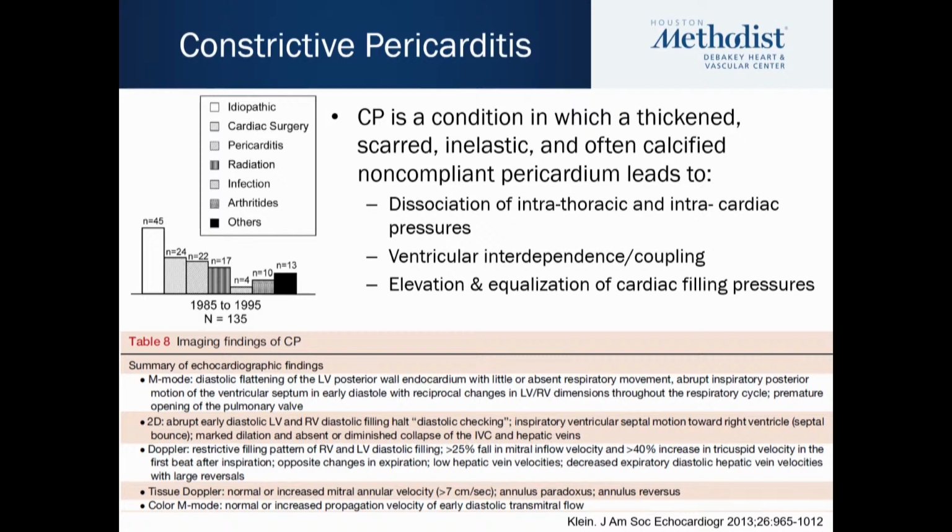You really need 3 features that are very, very important. You need dissociation of intrathoracic and intracardiac pressures. You need evidence of ventricular interdependence, also known as ventricular coupling, where one ventricle fills at the expense of the other. And you need elevation and equalization of cardiac filling pressures. And these are all just going over some of the features that Maan has already mentioned.